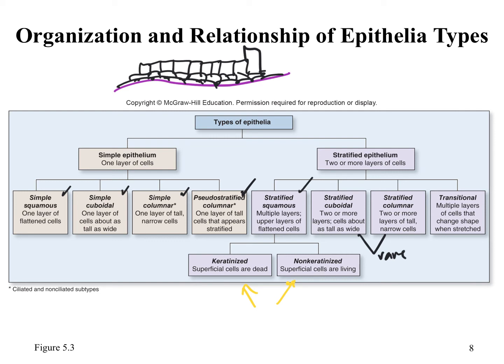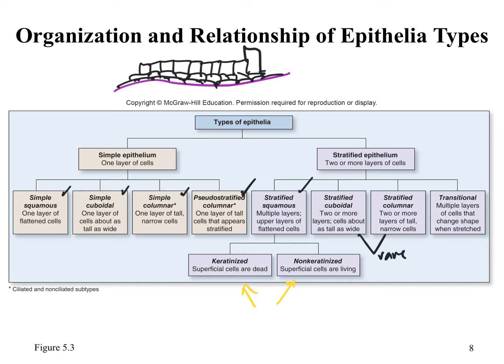Your skin, the cells on the surface, are dead cells that have been filled with keratin, the same protein that makes up your hair and fingernails, just in a different configuration. So, dead cells. Now the non-keratinized, the most superficial layer of cells are alive. The lining of your oral cavity is made up of non-keratinized, stratified squamous epithelium.